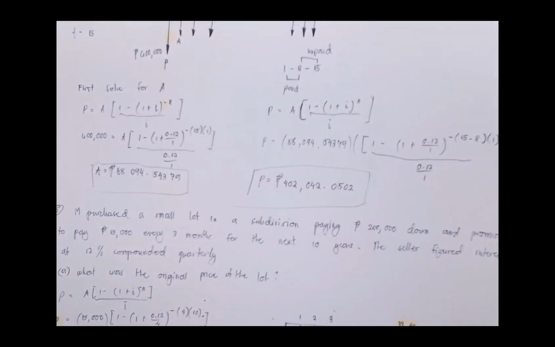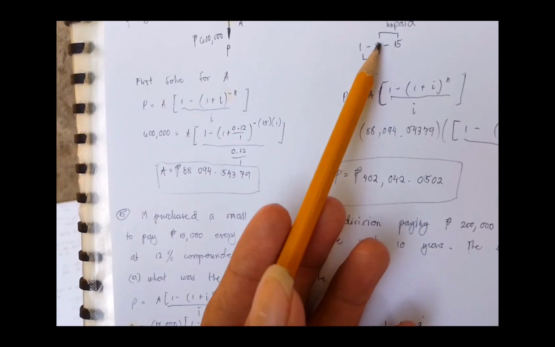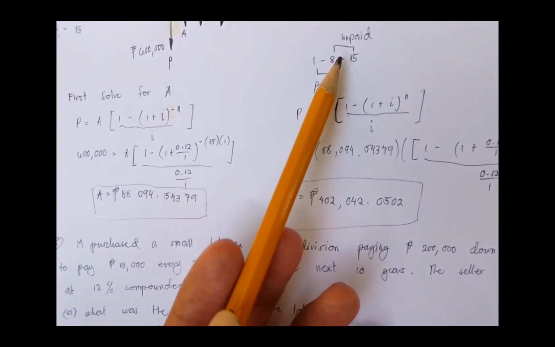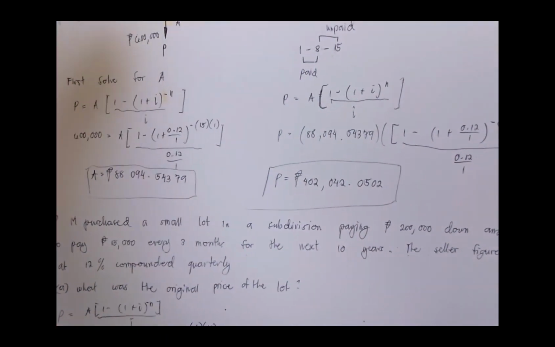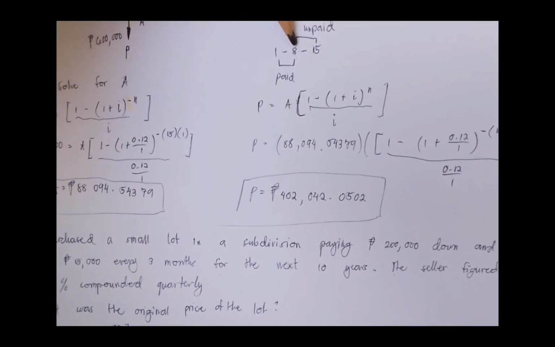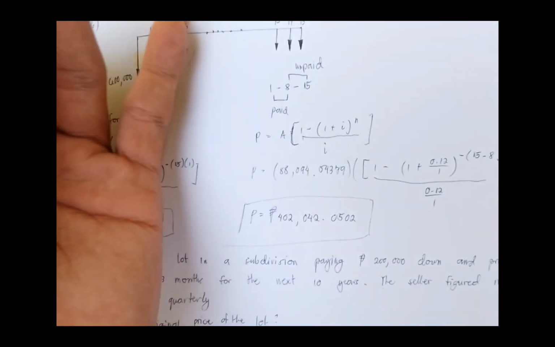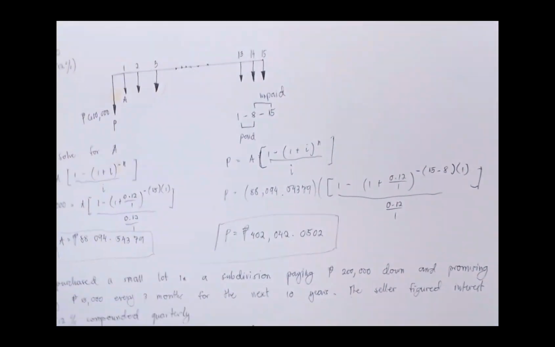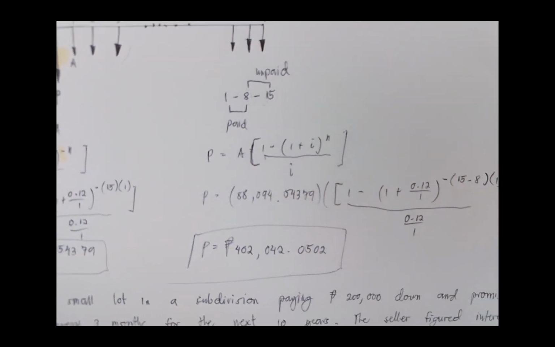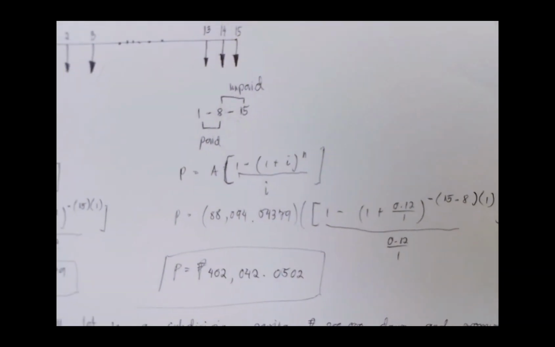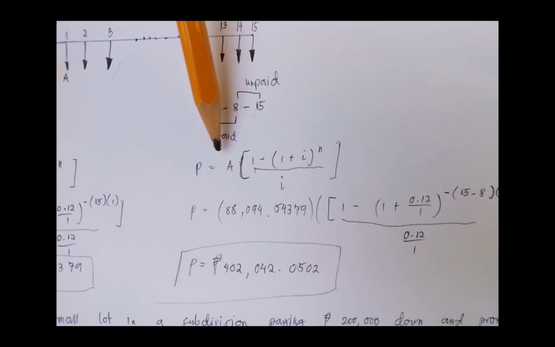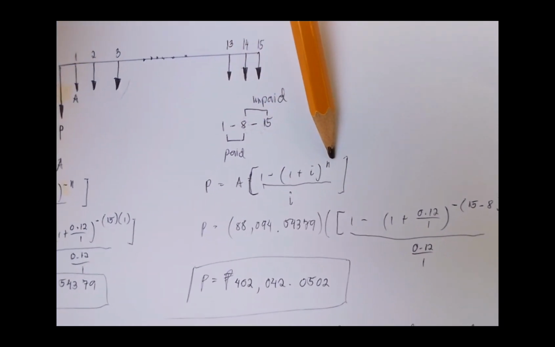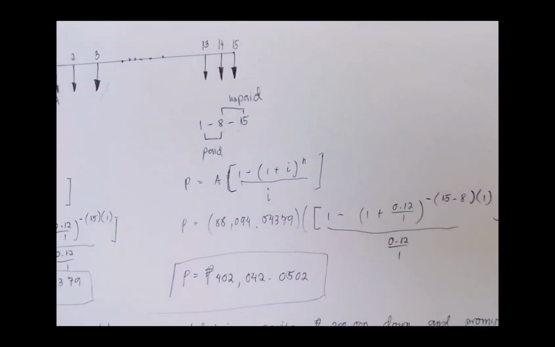Now, what is asked is the unpaid balance, meaning we subtract the paid payments. The left unpaid are the 9th, 10th, 11th, 12th, 13th, 14th and 15th payments, so 7. So P is equal to A times the quantity of 1 minus the quantity of 1 plus i raised to negative n, all over i, or the interest rate.